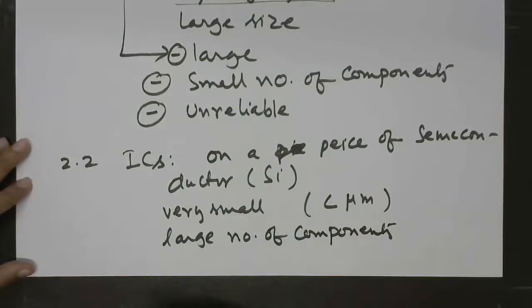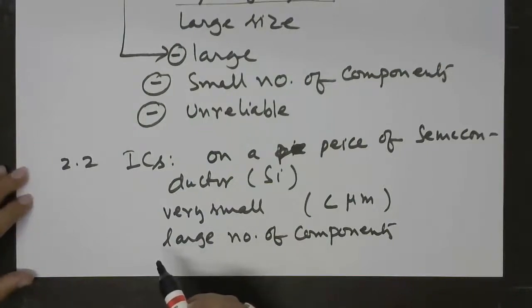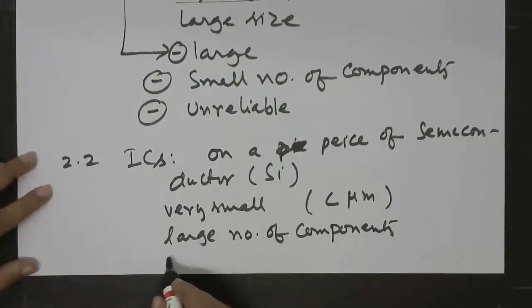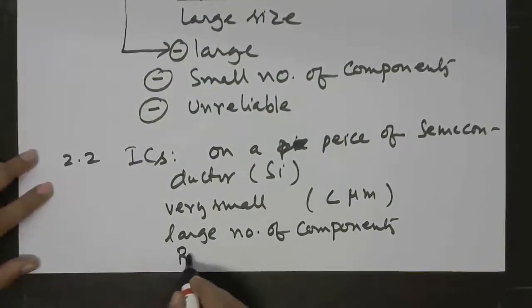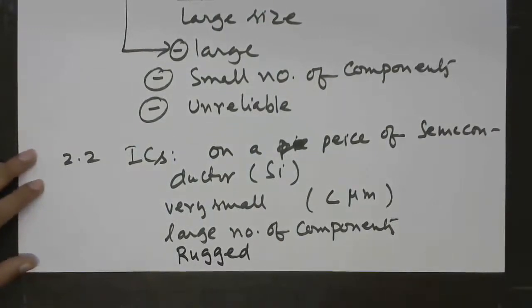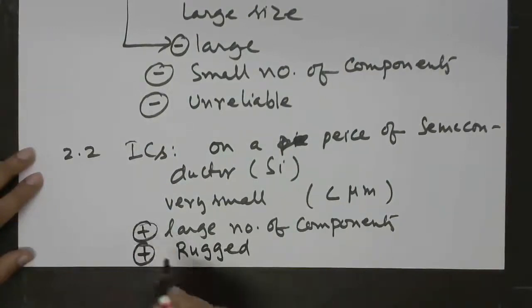So a large number of components are possible, and because they will be what is called packaged, that means covered with strong material, typically that black colored plastic that you might have seen with many circuits. So they are very rugged and quite reliable also. So these are the advantages.